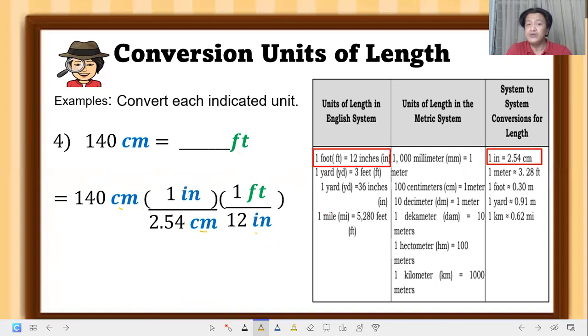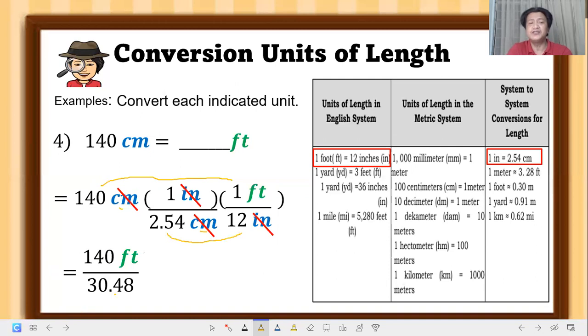Kailangan yung unit, yung inches, nasa numerator at parehas sa denominator para ma-cancel natin. Then you can now cancel the same unit cm or centimeter, also the inches or inch. And then, from that, multiply mo lang siya. 140 times 1 times 1, 140 pa rin yun. And yung denominator naman, 2.54 times 12, that is 30.48.